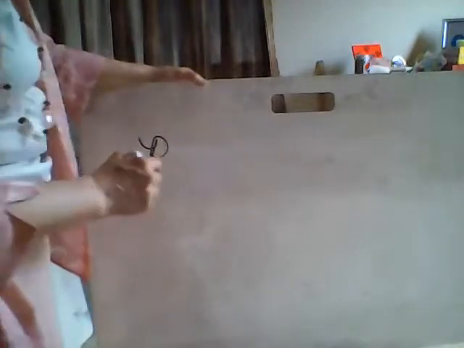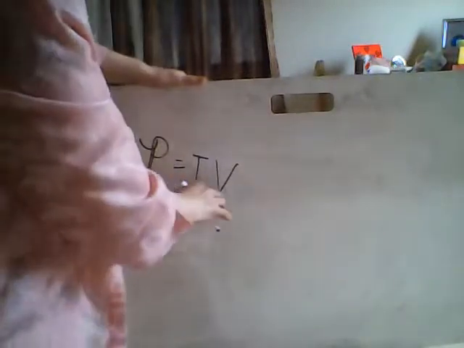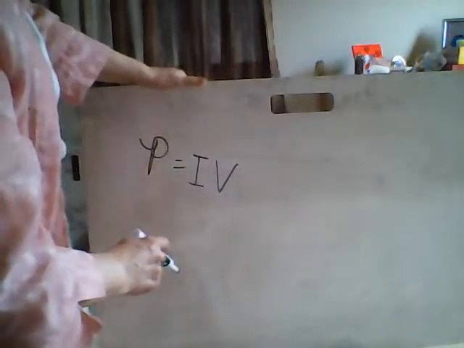So power, we use a script P for power. We use a small p for pressure. What else do we use P for? That's not impulse. I don't remember. But we have current times voltage is equal to power.